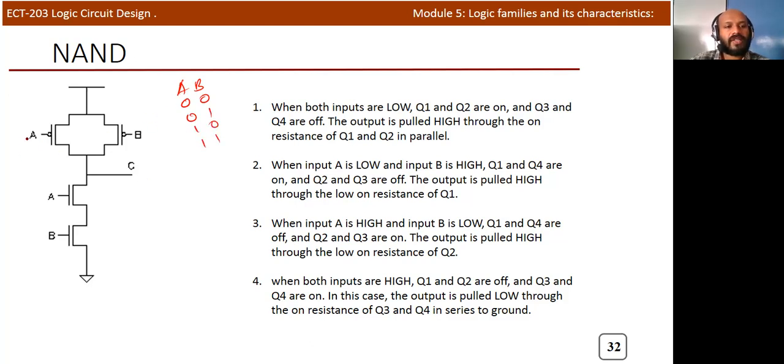So assume that the first case is A is 0, B is 0. So here it is 0, here it is 0, B is 0, B is 0. Okay. And we know that for NMOS transistor, if logic 0 is applied, the transistor will be in the off condition. Okay. And here also it is indicated as transistor Q1, Q2. So assume that this is Q1 and this is Q2. And this is Q3 and Q4.